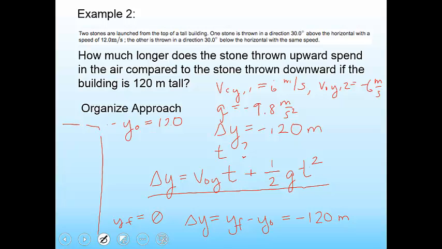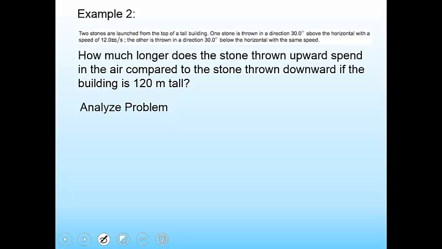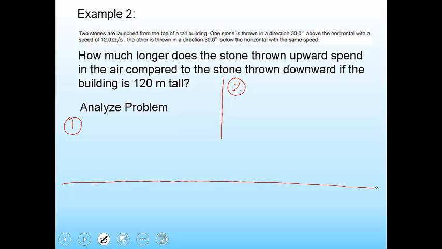And now we've completely organized our approach, and we can now solve for the time for each of them, where both of these are going to use the same equation, but the only difference is they're going to use these different velocities. Okay, so now let's go to analyzing our problem. I'm going to draw a line down the middle so I can talk about stone 1 and stone 2 separately. And both of these are going to use the same equations and a lot of the same numbers.